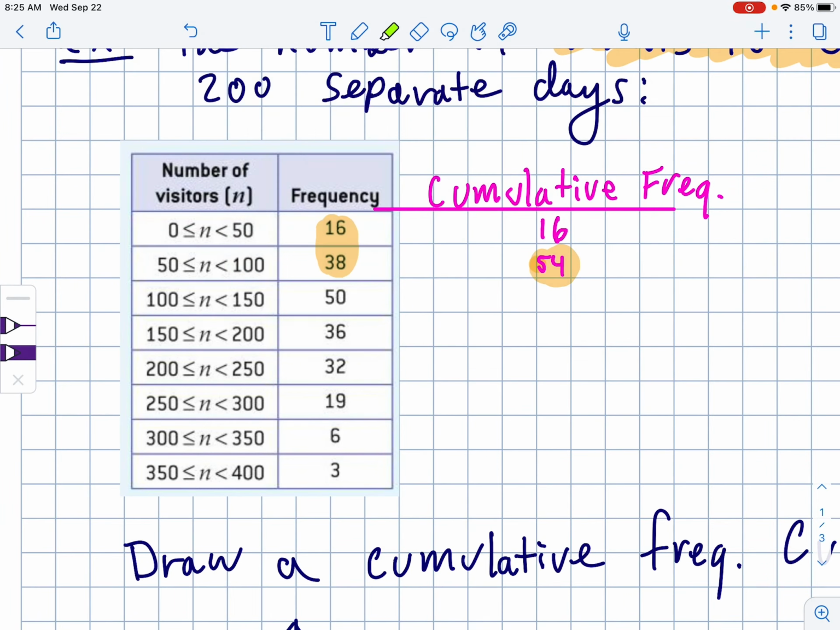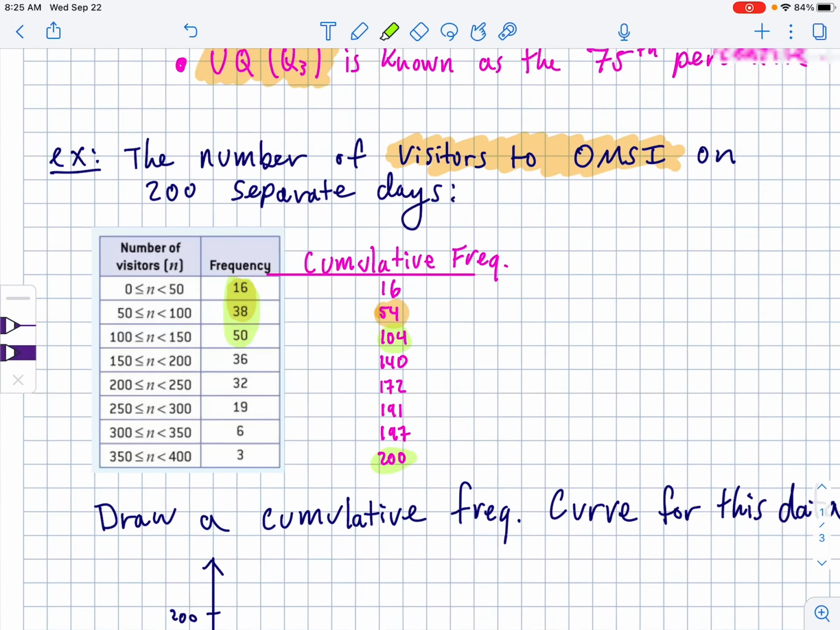Then if you add all three of these together, that will be this spot right here. Or you can just take the 54 and add on 50, so that's 104. And then 104 plus the 36 is going to be 140. Then tack on another 32 and you get 172. Continue in this fashion, you get 191, 197, and 200. Hey, that 200 sounds familiar.